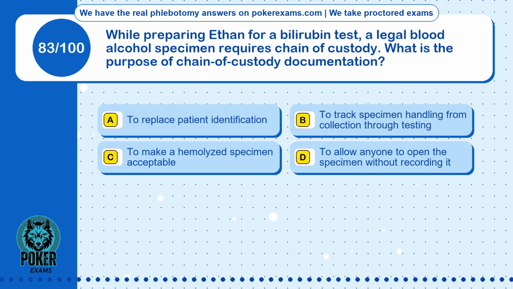Question 83. While preparing Ethan for a bilirubin test, a legal blood alcohol specimen requires chain of custody. What is the purpose of chain of custody documentation? Option A. To replace patient identification. Option B. To track specimen handling from collection through testing. Option C. To make a hemolyzed specimen acceptable. Option D. To allow anyone to open the specimen without recording it.